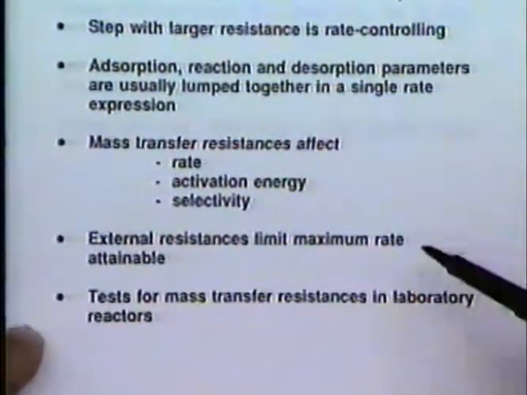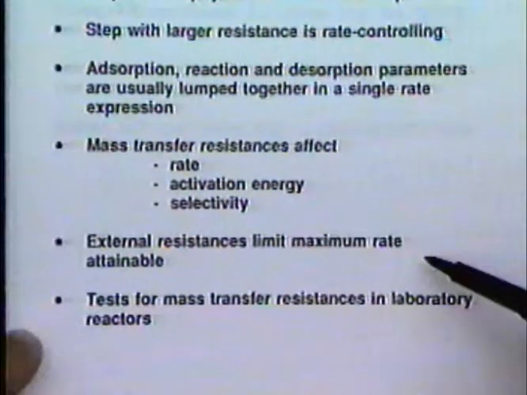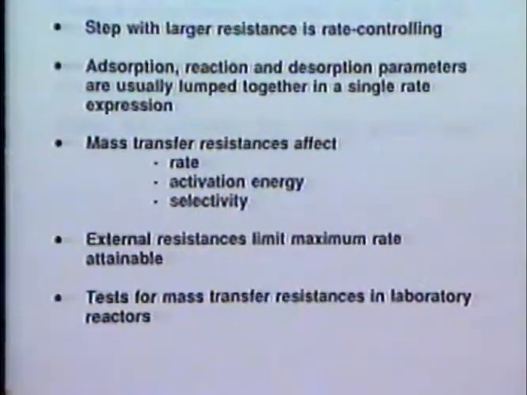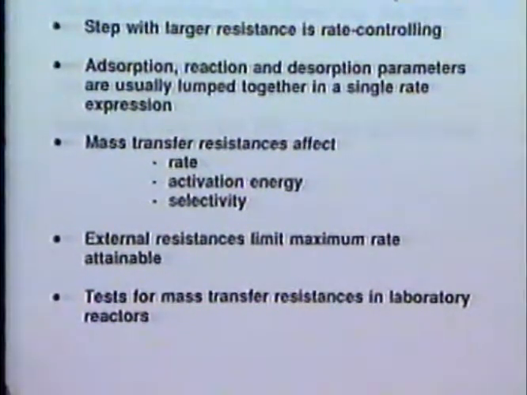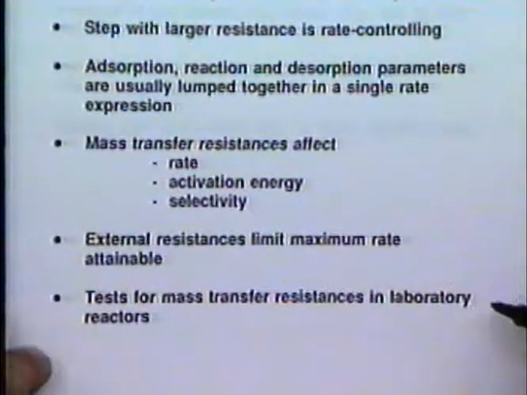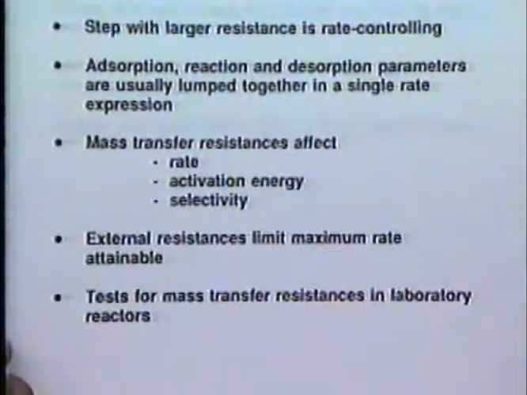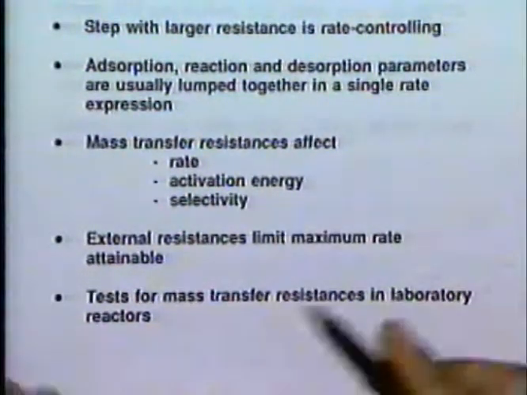We have also seen that the external resistance puts a maximum value on the rate that we can obtain for a chemical reaction. And finally, we mentioned tests for mass transfer resistances in laboratory reactors. So this is all I had to say, and thank you for your attention.